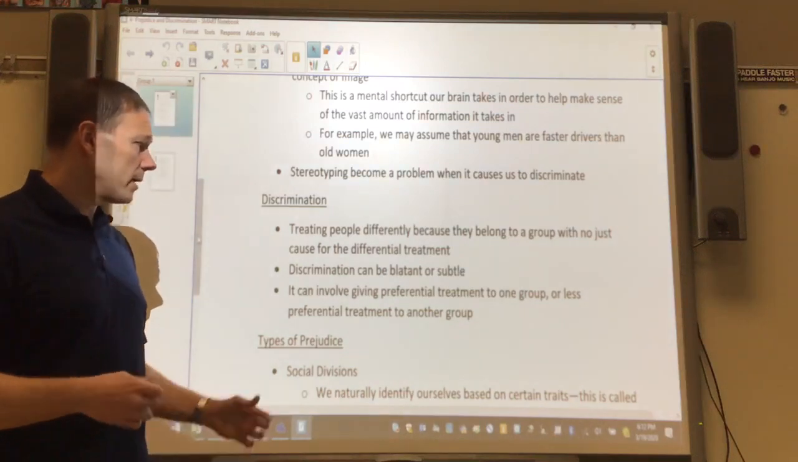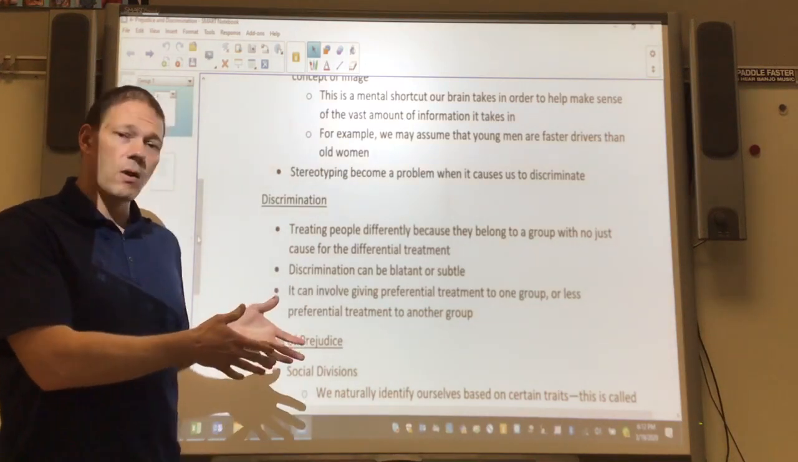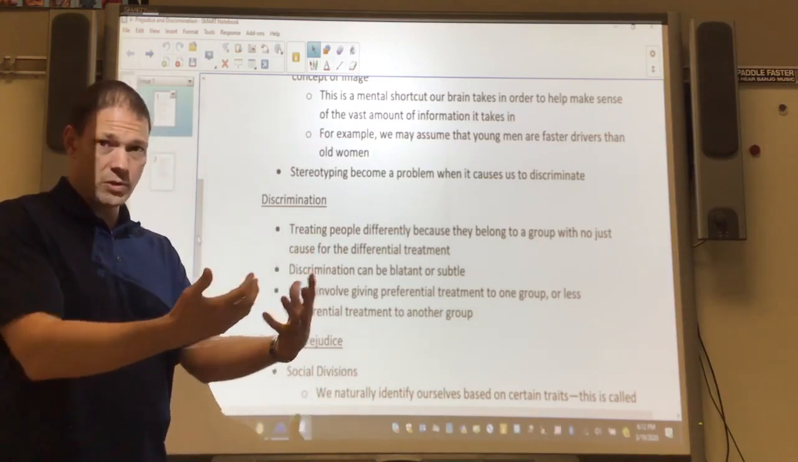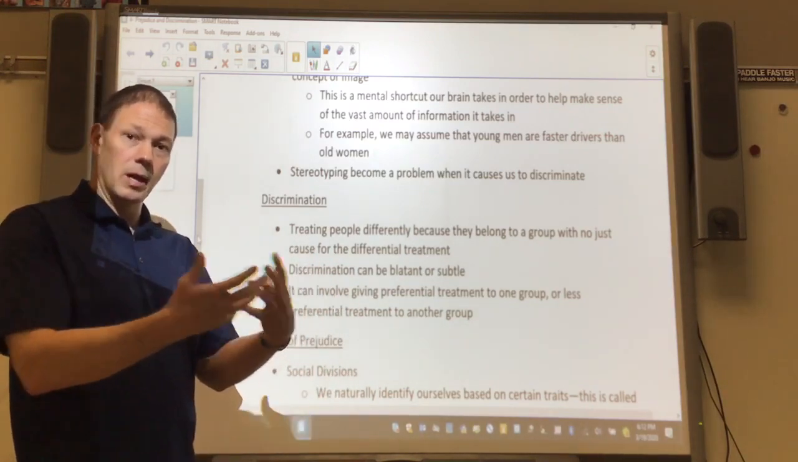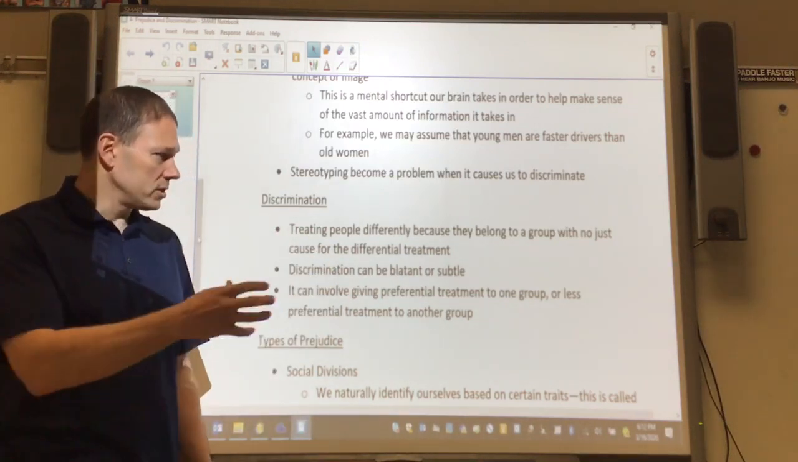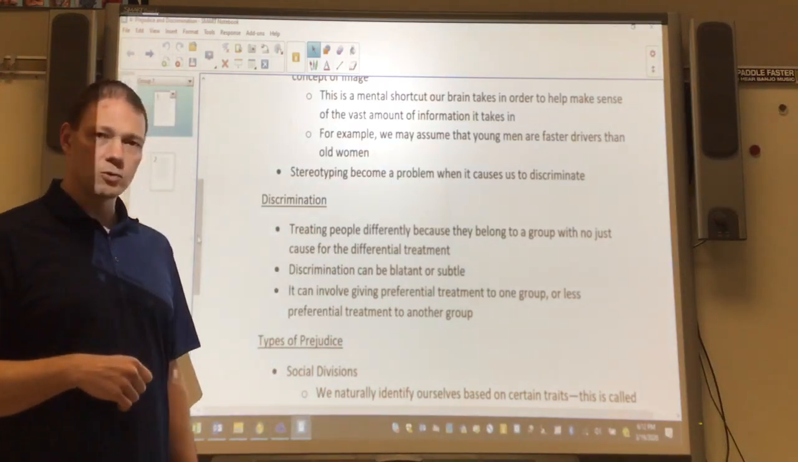It could involve giving preferential treatment to one group because we think they're like us, and so we're going to be nice to them, or trusting of them, or giving less preferential treatment to another group.